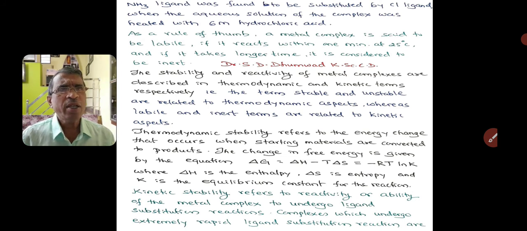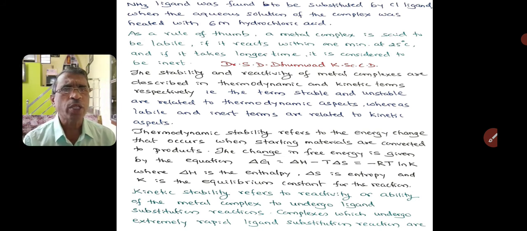The stability and reactivity of metal complexes are described in thermodynamic and kinetic terms respectively. That is, the terms stable and unstable are related to thermodynamic aspects, whereas labile and inert are related to kinetic aspects. So if I say the compound is more stable or unstable, these terms are used for the thermodynamic aspects. If I want to speak about the kinetic aspect, there we use the terms labile and inert.